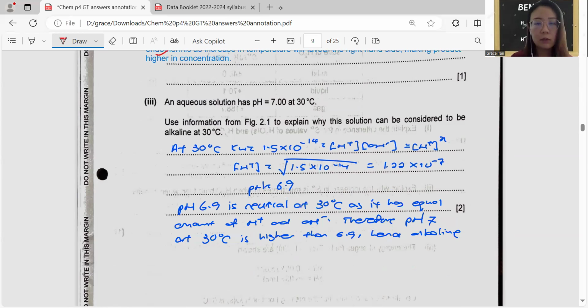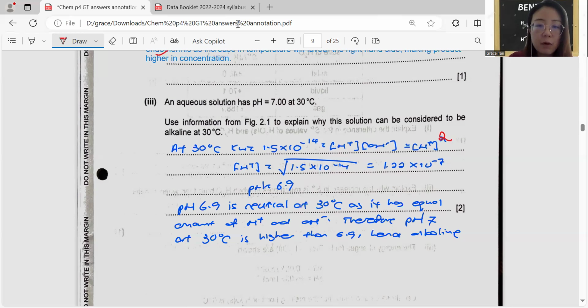So now they want 30 degrees Celsius. So you look at my answer. At 30 degrees Celsius, look at the cursor. The Kw is found to be 1.5 times 10 to the power 14. Now, what is Kw? Kw is H+ times OH-. So because the H+ and OH- is a 1-to-1 ratio, therefore I can just square.